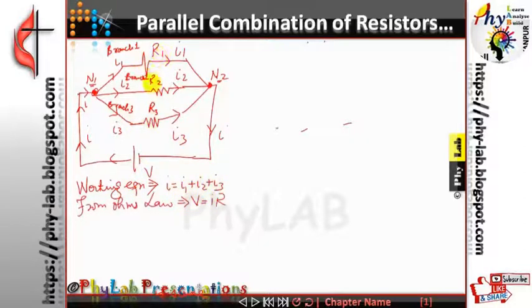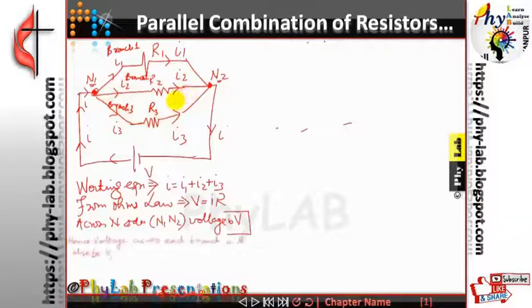Since branch 1 has got a voltage of V, so I1 will be equals to V by R1. Similarly I2 will be equals to V by R2 and I3 will be equals to V by R3. So substituting it over there, I1 is equals to V by R1, I2 is equals to V by R2 and I3 is equals to V by R3.